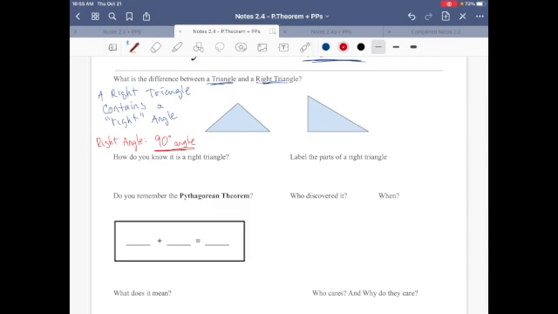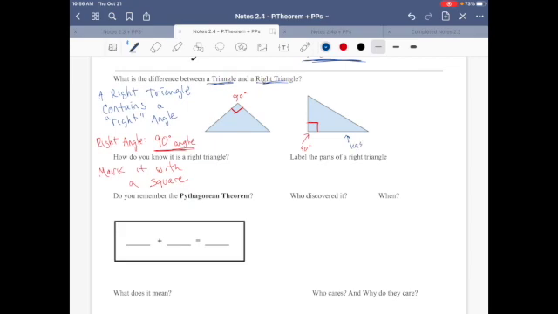So how do you know it's a right triangle? Because they mark the 90-degree angle with a square like that. So you know this is a 90-degree angle and that is then a right triangle. Or sometimes it could be up here. It doesn't matter the orientation, but we would know it's a right triangle because they include that little square at the right angle.